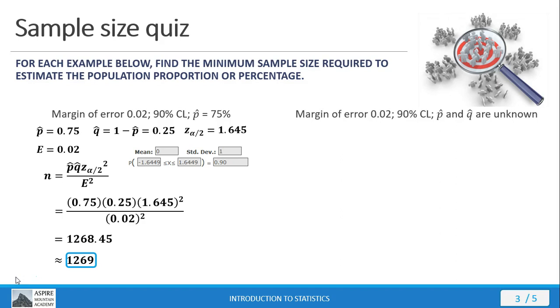Let's look at another example where our margin of error is the same, confidence level the same, but p hat and q hat are unknown. So what would you do here? Go ahead, stop the video, see if you can remember what to do here, try this out, and then come back. We'll see how well you did.